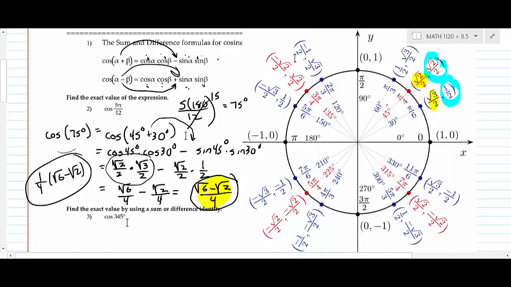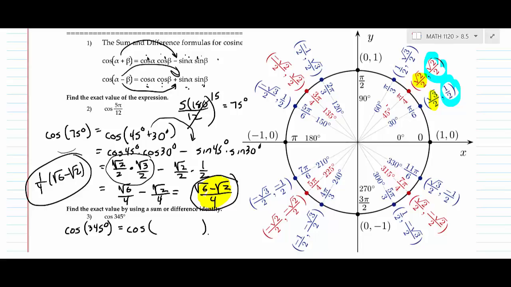Okay, so let's do another one like that, just to get ourselves comfortable with this. We're going to work with the cosine of 345 degrees. The first thing you want to do is look at your unit circle and all these angles and figure out how to put a combination together that's going to give you 345. There's all kinds of combinations.